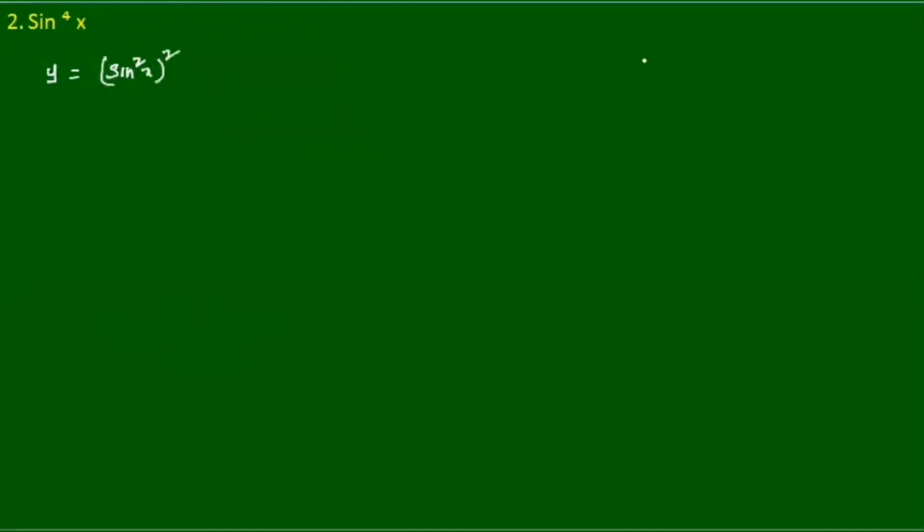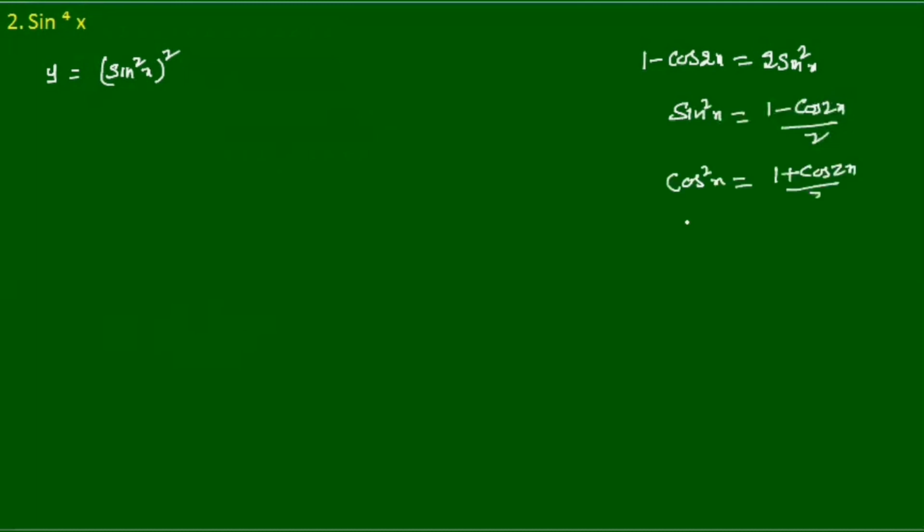Now I need a formula for sin square x. I know the formula as 1 minus cos 2x is equal to 2 sin square x, and the sin square x is equal to 1 by 2 into 1 minus cos 2x, that is 1 minus cos 2x by 2. Right. Similarly, cos square x is 1 plus cos 2x by 2. If it is cos square 2x, in place of x, if you have 2x, in place of 2x we'll get the 4x, isn't it? 4x by 2, right?